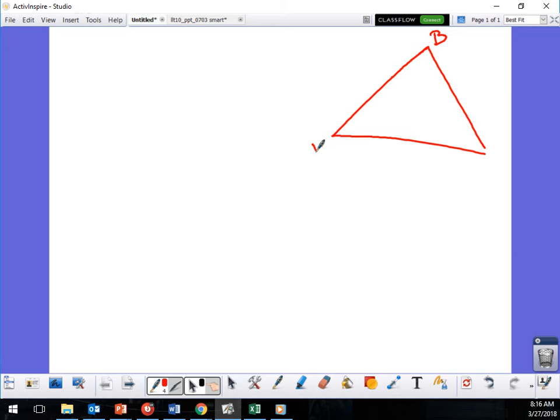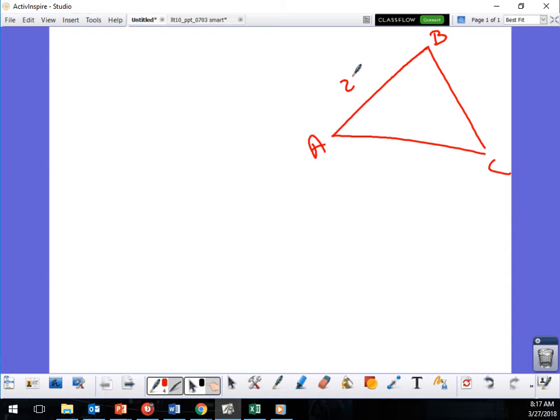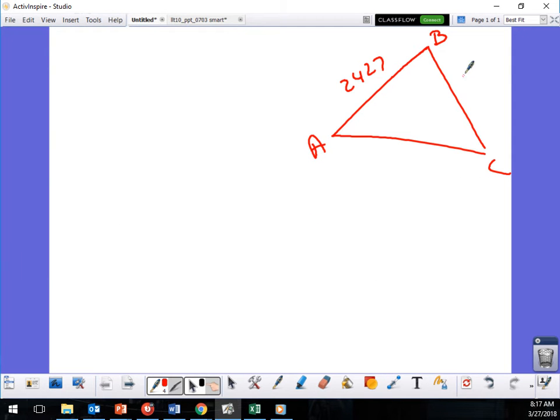So I said B, A, and C. Now let's see. Over here we got 24, 27. The area is where we do the cross product? No, it's its own formula. Are you sure it's on the first one? Yep, it's one of those. Area of 24, 24, 51. There you go. All these are in miles.